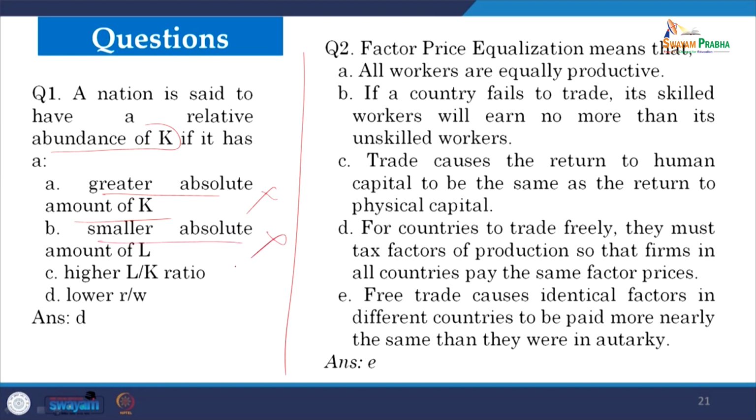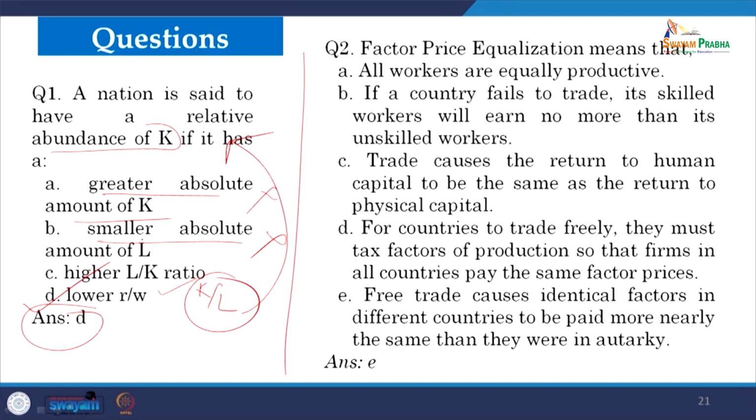Higher labor to capital, then it will be called relative abundance of labor. So, why are we saying it is capital? The last one is lower r by k. Lower r by k means relatively they have higher K by L. So, this satisfies the question. So, D should be the answer.